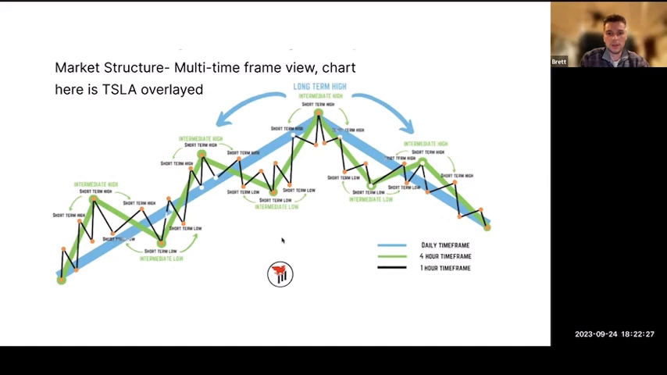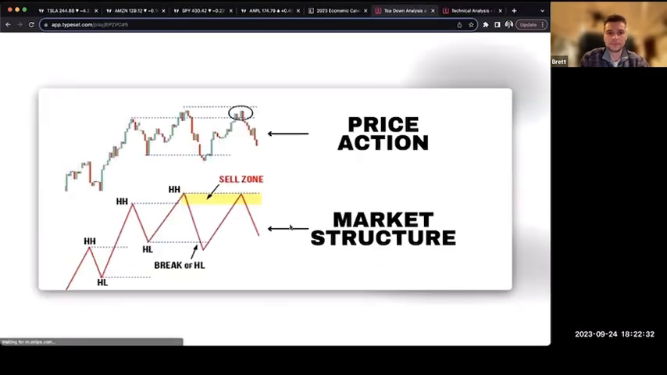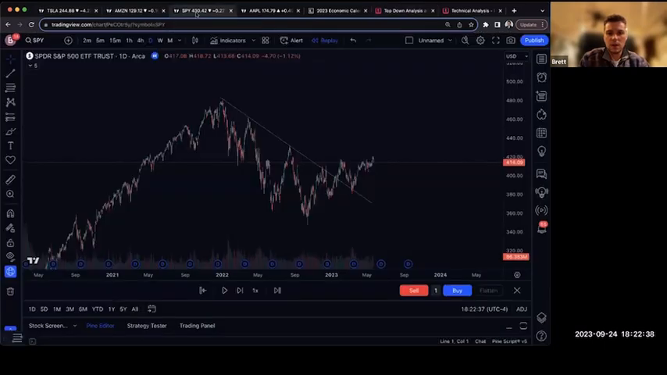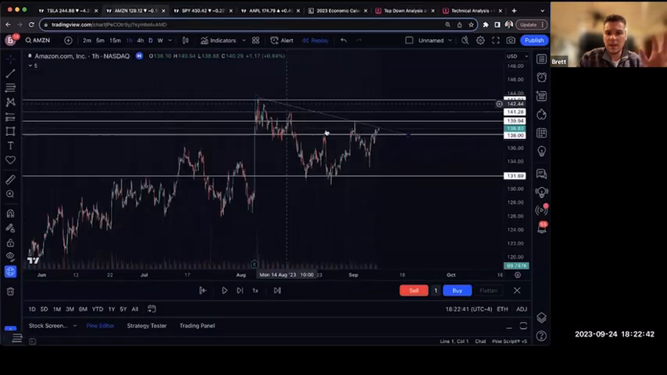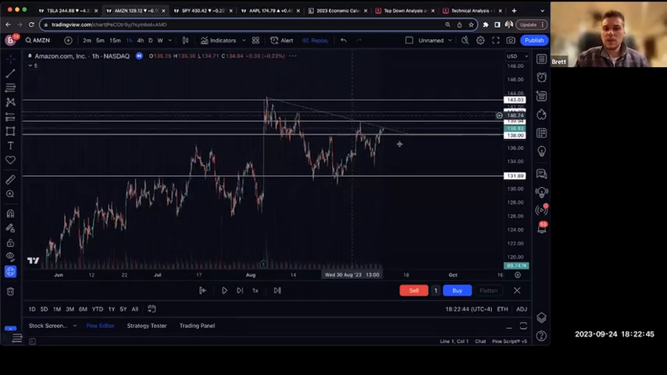So what I want to do now is go over to some actual charts. So let me break out of here, and I want to go over some real charts. The first chart I want to talk about is this. Let's go over Amazon first. This is a really good example.